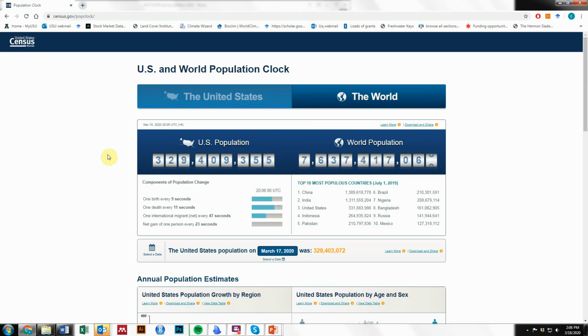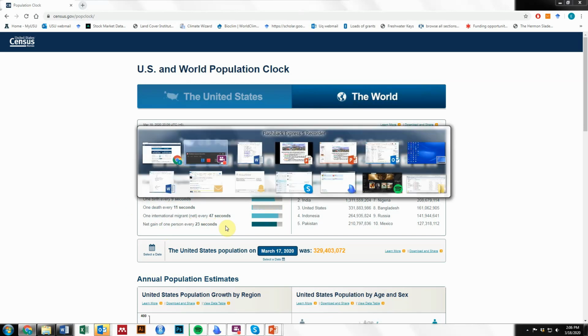It also has a lot of information about the number of births, number of deaths, international migrants, and the net gain of any one person every 23 seconds. This is a pretty sobering thing to actually look at and gives you an indication of how the world's population is changing. Okay, let's go.